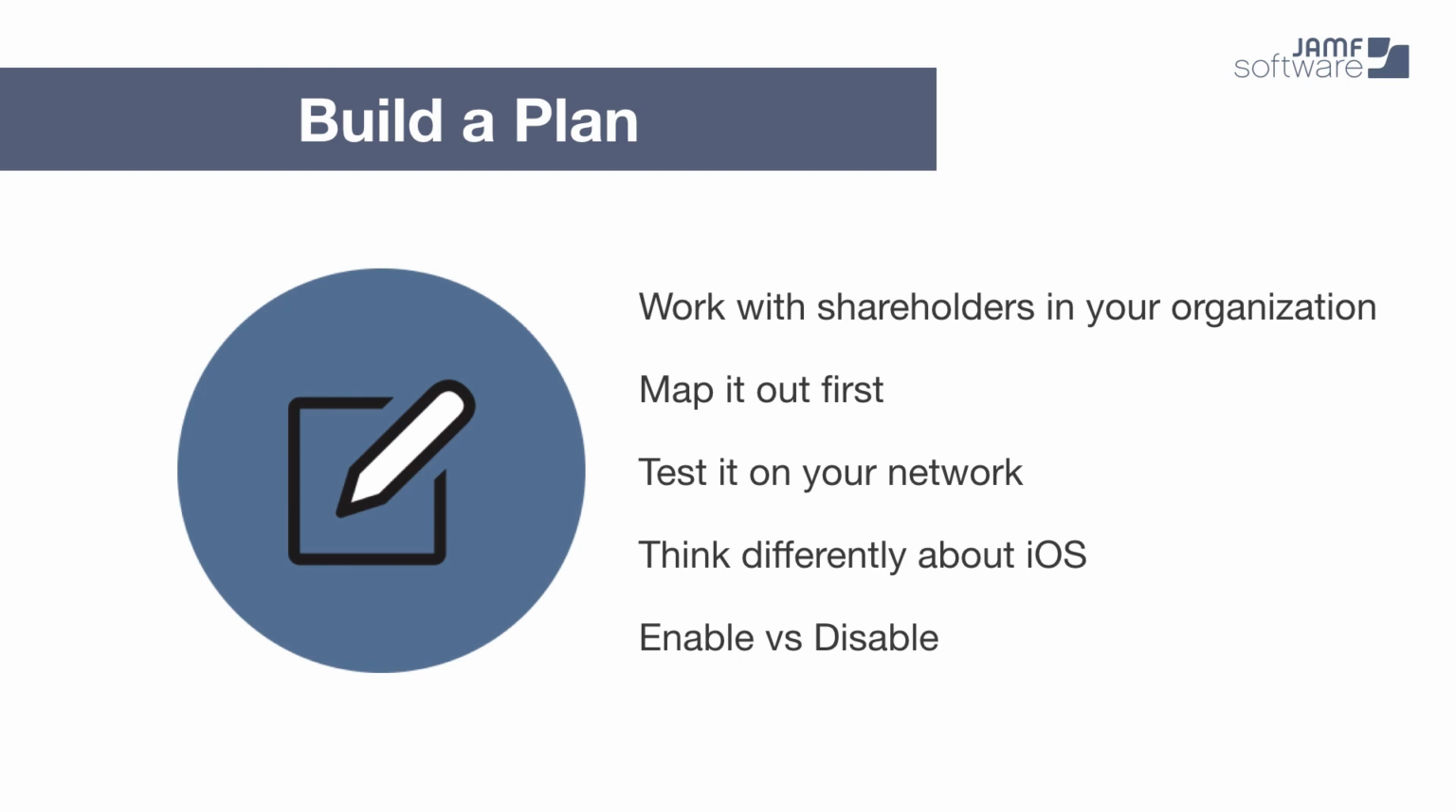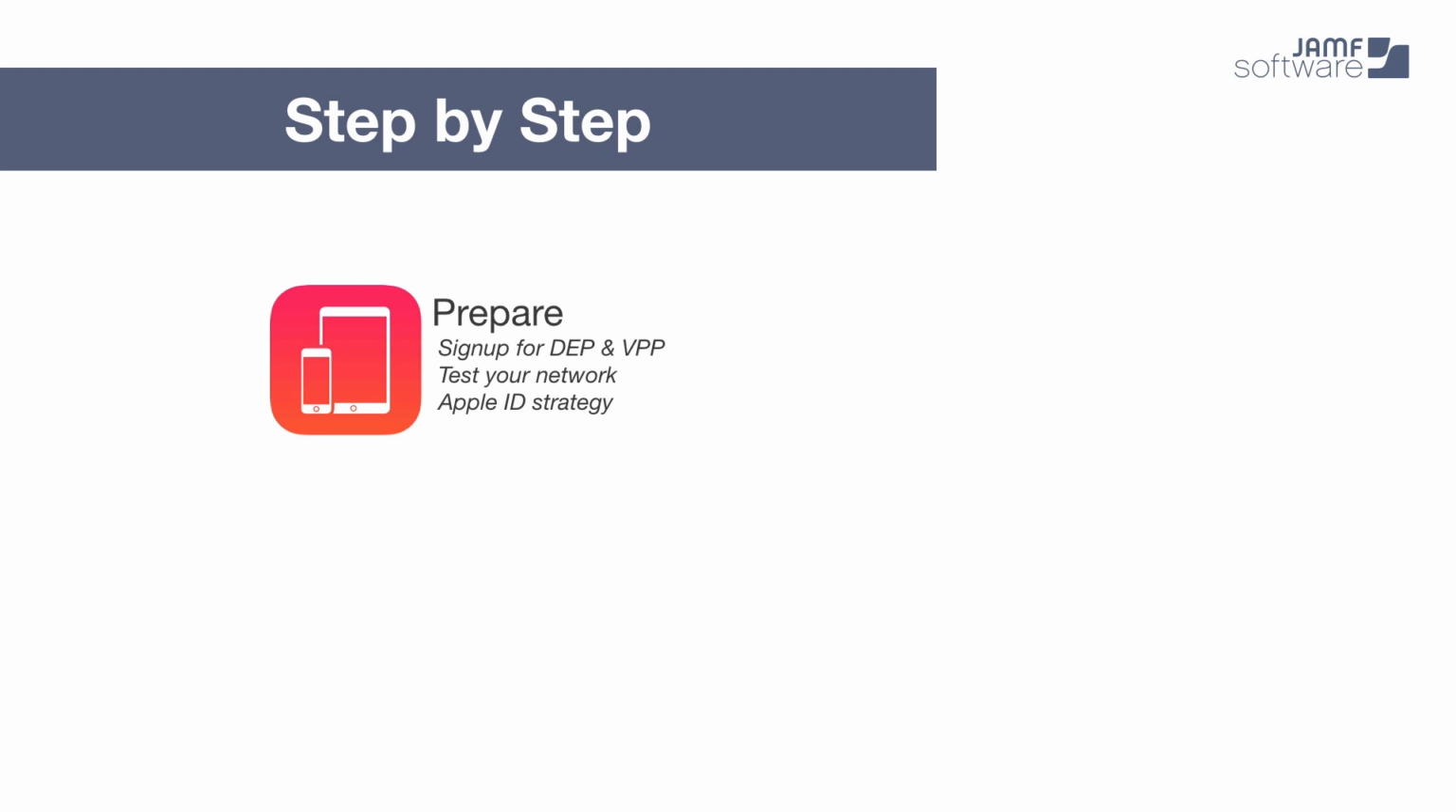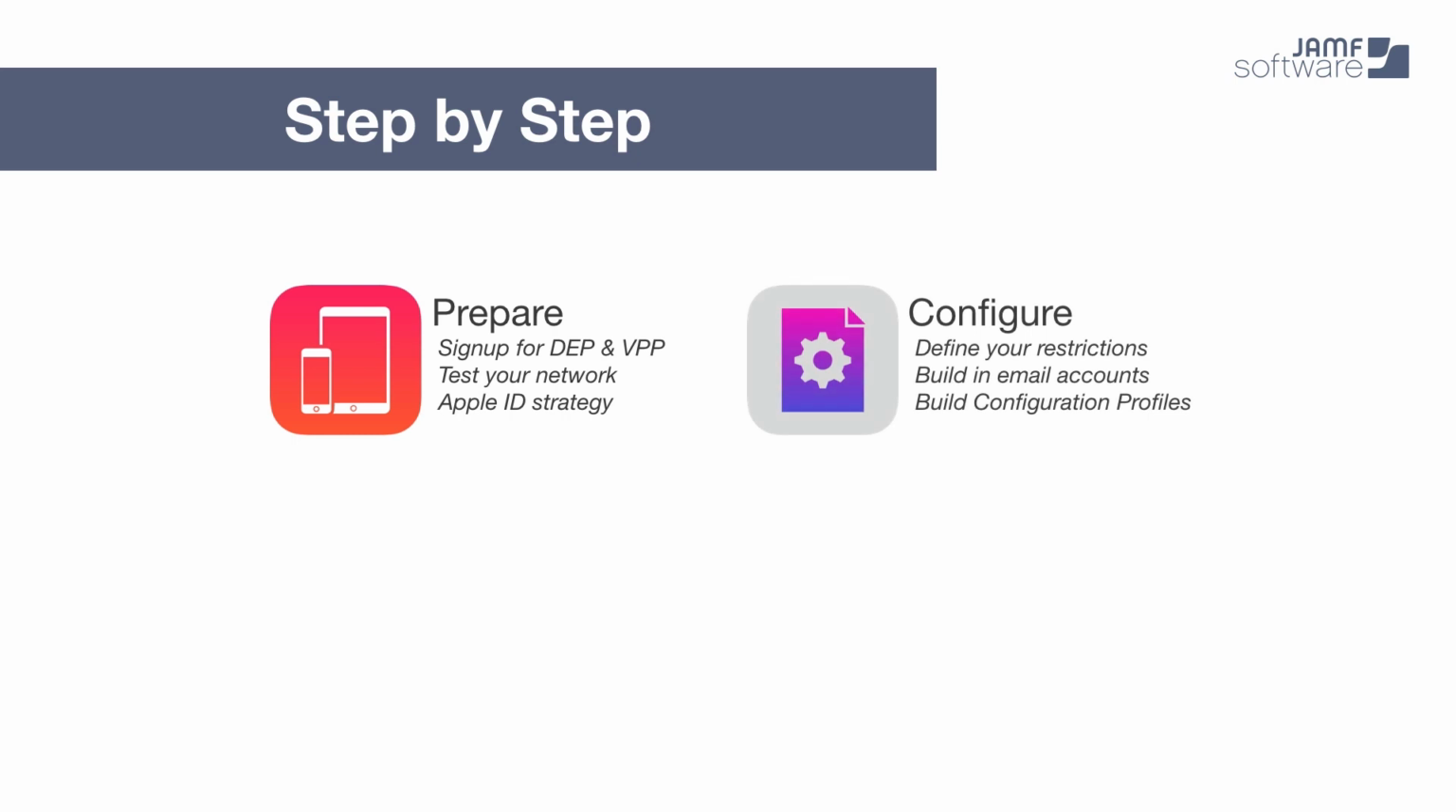Once you have a plan out, what I highly recommend doing is going through these steps one by one. You want to prepare first. You want to sign up for these deployment programs that Apple has. Test out your network. Make sure your Wi-Fi is up to snuff, and craft an Apple ID strategy. Do you want your users to have Apple IDs or not? Build out your configuration profiles, define what restrictions you want to have, build in your email accounts, and just bake these configuration profiles for your organization.